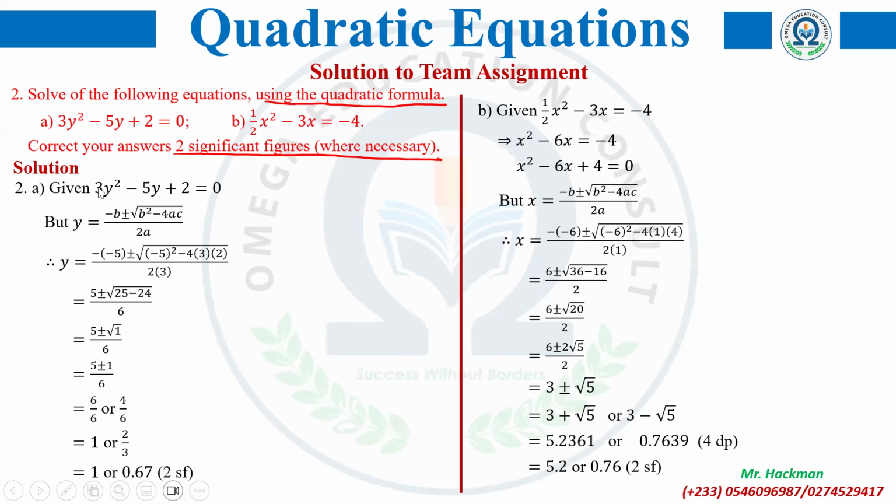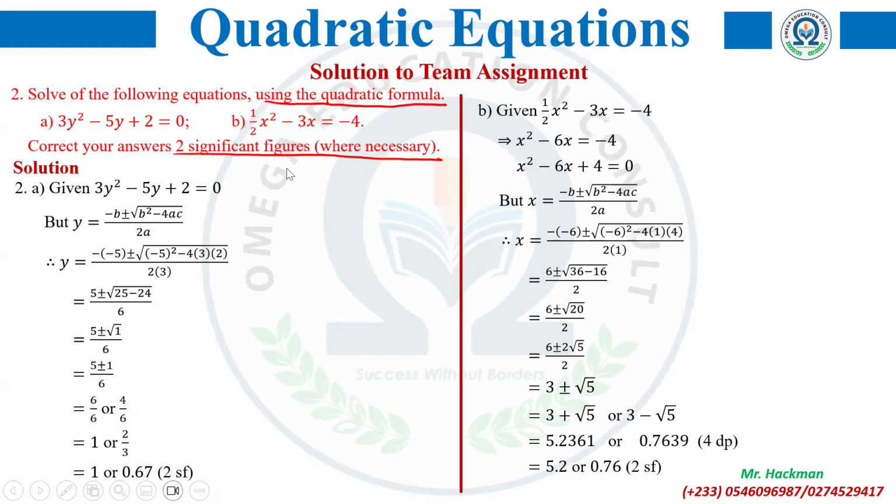Okay, so at this point, if you compare, a is 3, b is -5, and c is 2. So you come and substitute that into your formula. Make sure when you are carrying out your substitution, you put it in brackets. Failure to put it in bracket in this situation will be costly. If the bracket is not there and you have -5 squared, that will give you -25, not +25. So substitute, then simplify. You are going to get 5 plus 1 over 6, which is 6 over 6, or 5 minus 1 over 6. So 5 minus 1 is 4 over 6. If you simplify, the first gives you 1, and the second gives you 2 over 3.